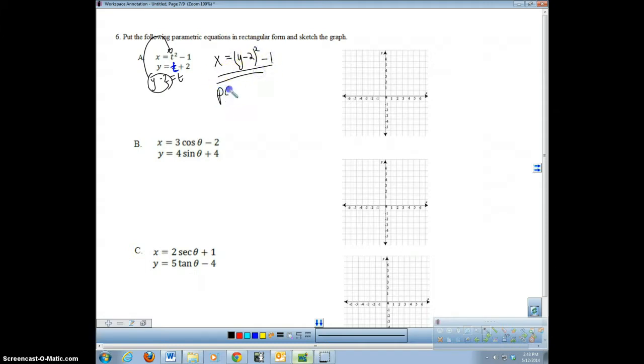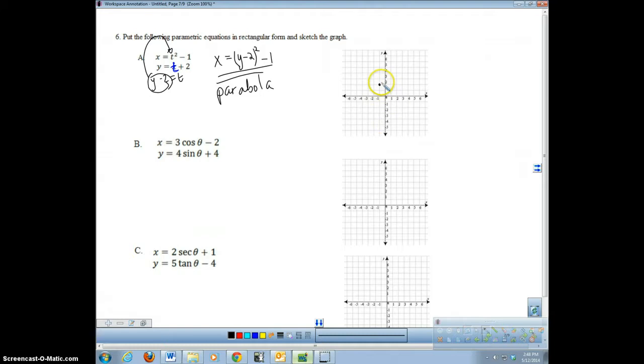This is a parabola. So I'm going to go ahead and graph this parabola. That's going to be y positive 2 and over 1. I'm sorry, negative 1. Okay, so we're right here.